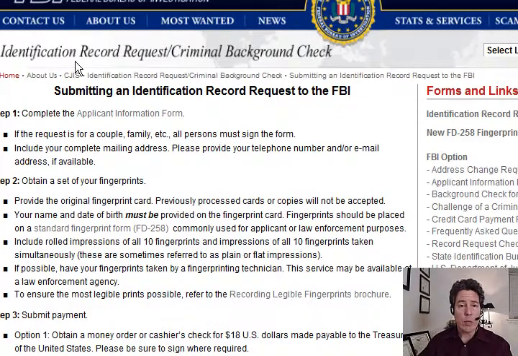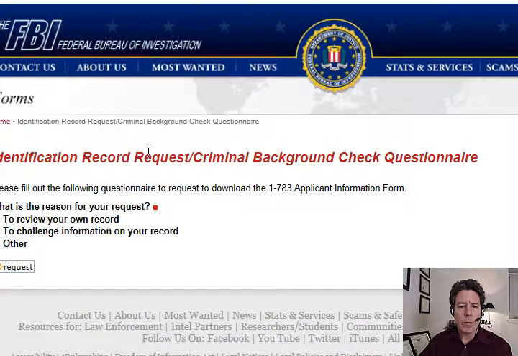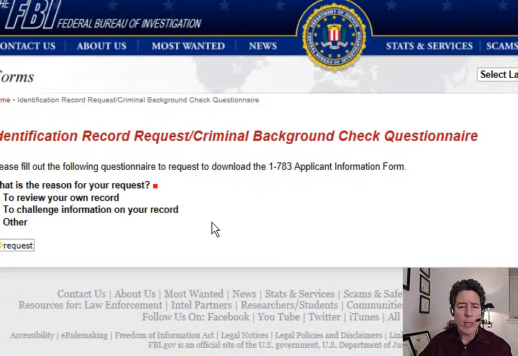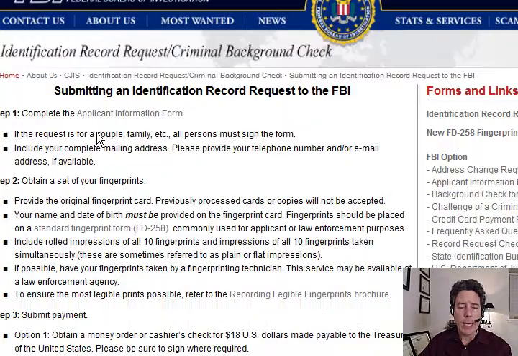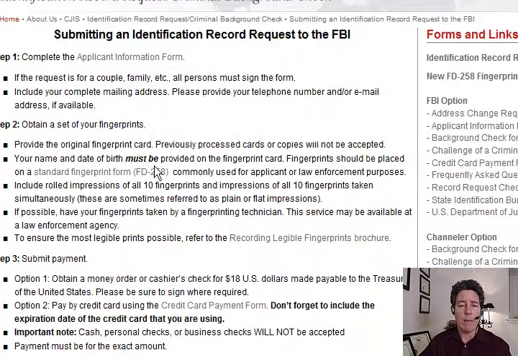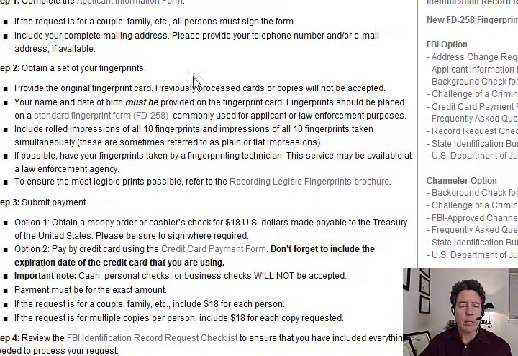So here, we'll just go through this real quick. It's pretty easy. Submitting an identification record request to the FBI. Complete the applicant information form. The applicant information form asks, what is the reason for your request? You're going to go through this form, print it out, and get that done. It just gives you all the information. Complete your mailing address, telephone number, and email address, if available. I have had the FBI actually call our office to double check on stuff, so it is good to give them all that information for sure.